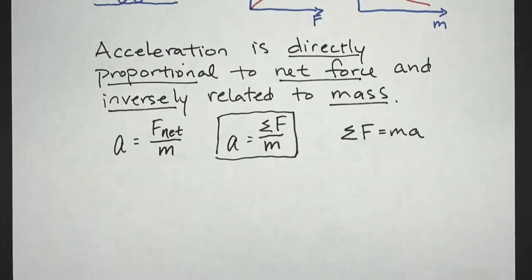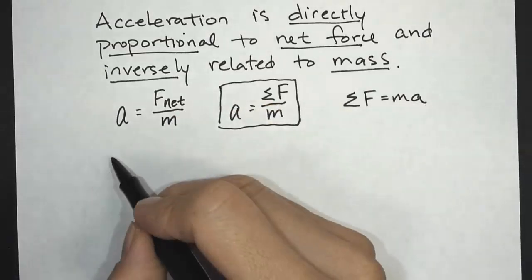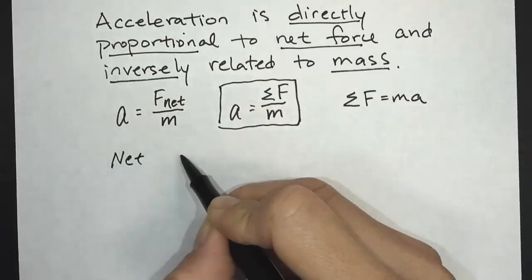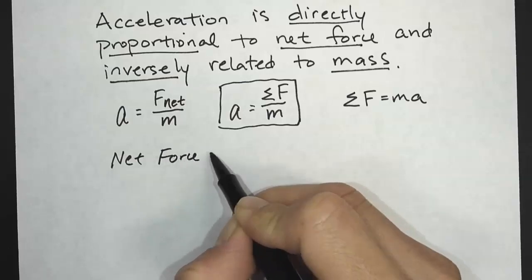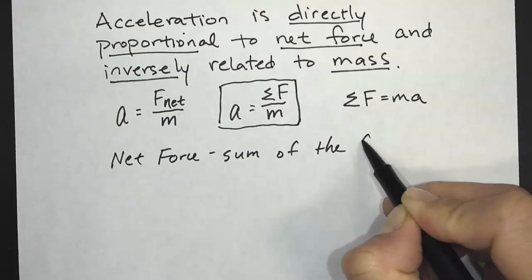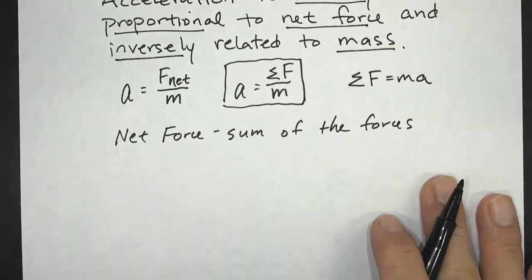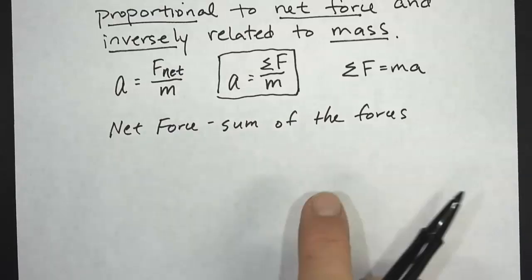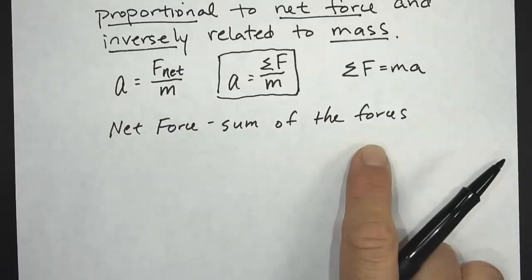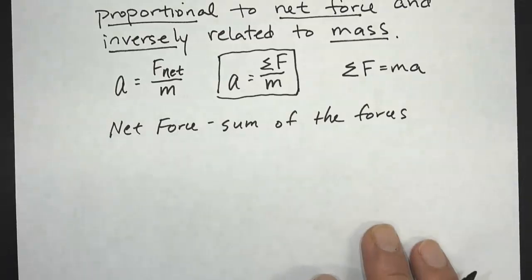Now, before we solve some actual problems, let's take a look at this idea of net force. What do we mean by net force? When we say net force, we're talking about the sum of the forces. And force is a vector. So if the forces are in the same direction, we're going to add them. If they're in opposite directions, we're going to subtract them. You'll see some examples as we do these right now.